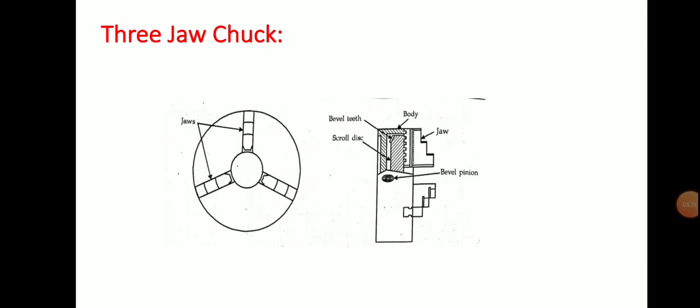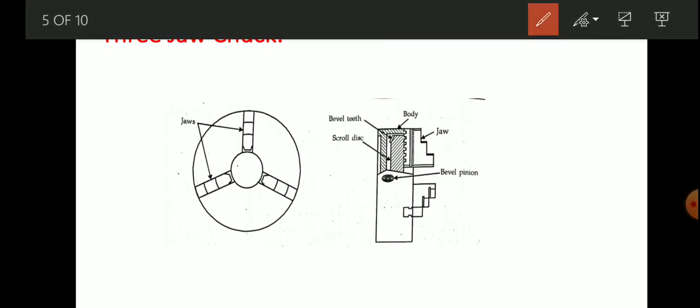Now let us study three-jaw chuck. Here we can see a simple sketch of three-jaw chuck, which consists of a jaw, bevel pinion, bevel teeth, and it consists of scroll disc. This is the body of three-jaw chuck. In this chuck, three jaws move simultaneously by turning a key in any one of the three pinions.